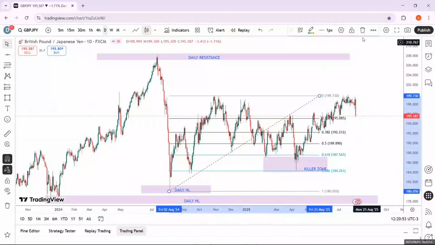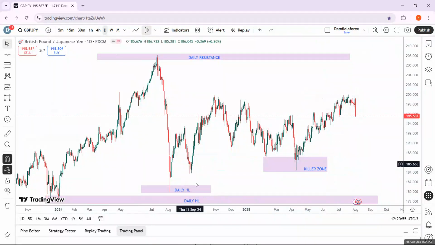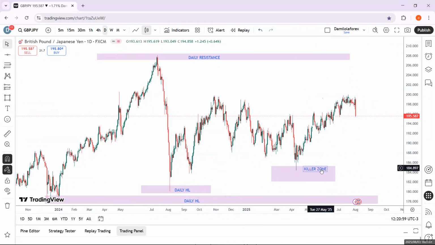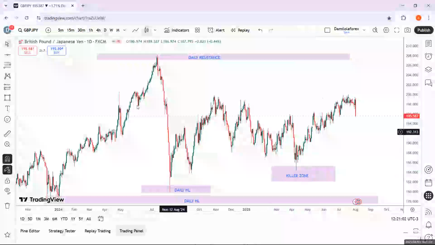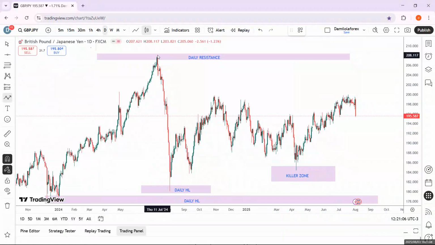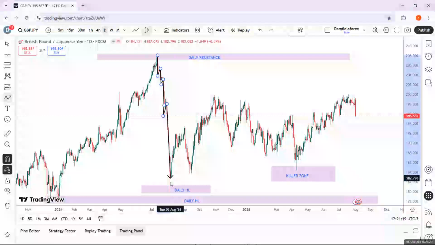So now let's take the fib out and read the entire structures again. Let's put this a little bit lower. Let's take it to the lowest point, right here. And now let's read the entire structures from the entire change of character and all. From here, we saw push, exhaustion, push, exhaustion, push, and price went for another exhaustion right here. We saw a push right here where price came to the daily higher low point.